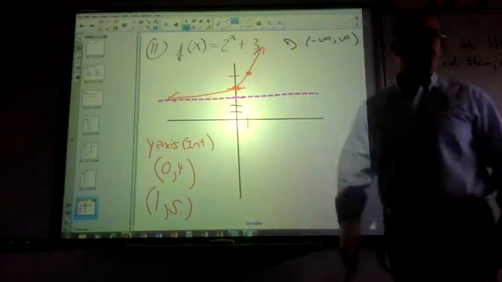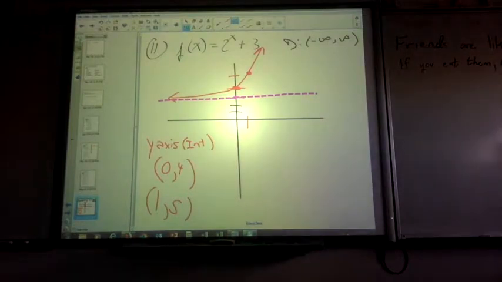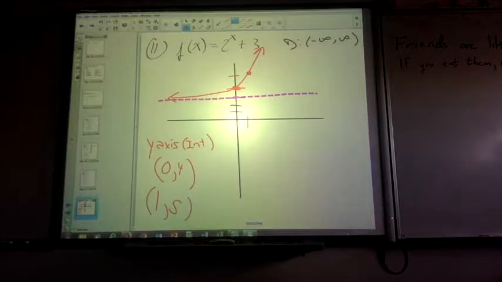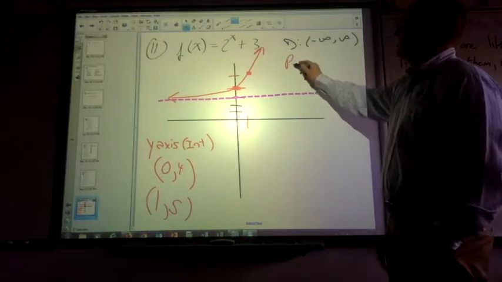So is that growth or decay? Growth. It's growth. Because as I go to the right, I go away from what line? What's it called? Asymptote. As I go to the right, my graph grows away from the asymptote. Okay? I can now do the range.